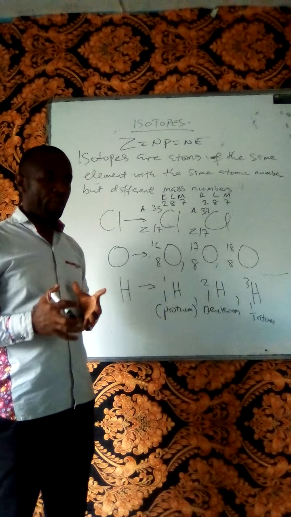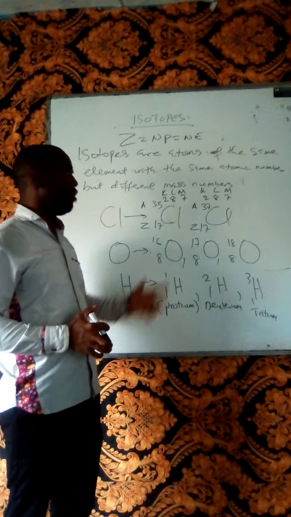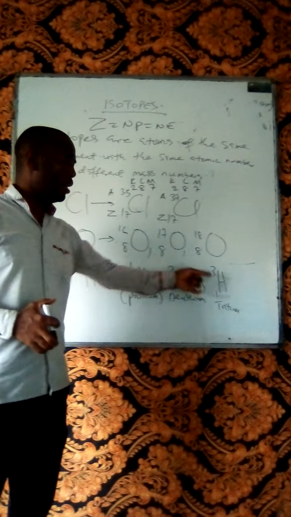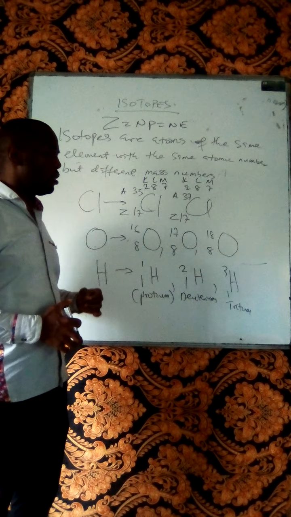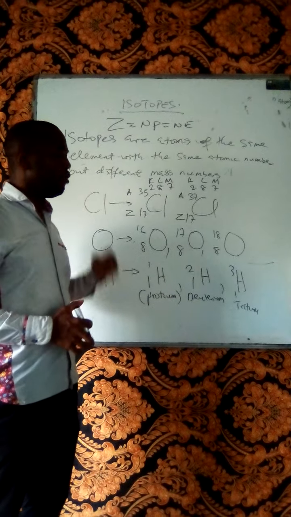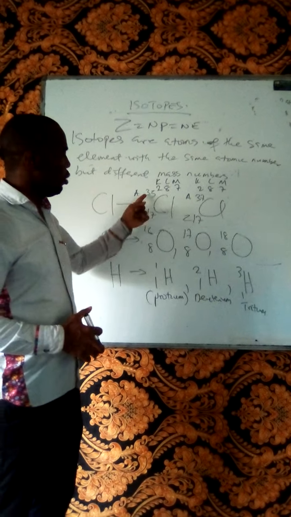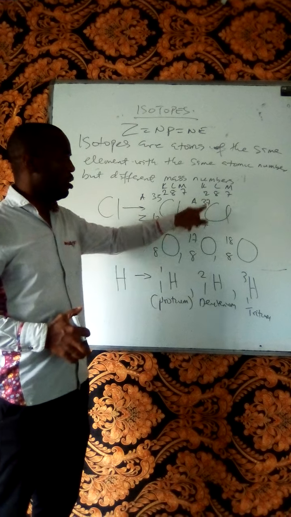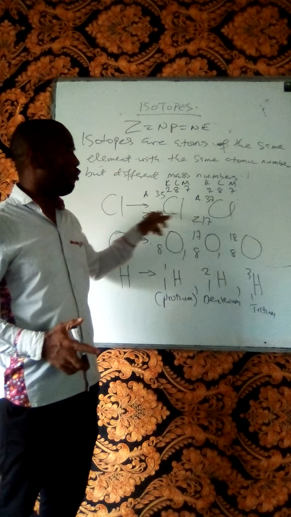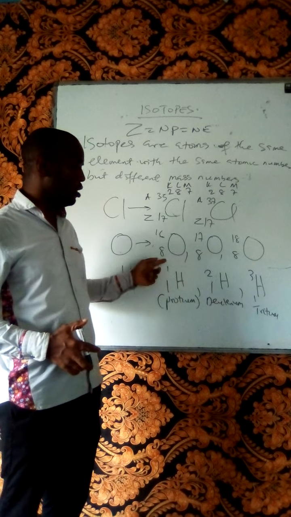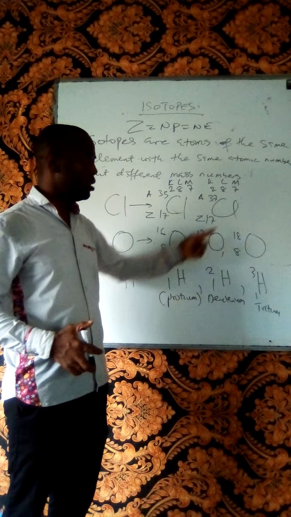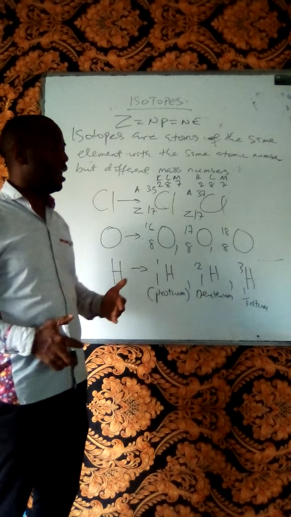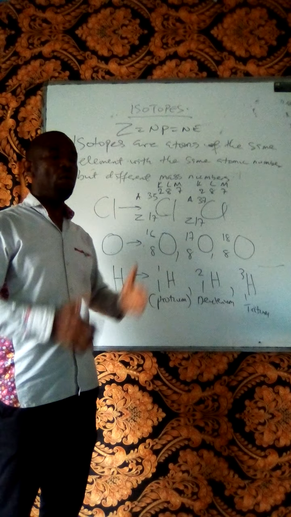Yes. They also have differences. Isotopes have different mass numbers. You can see that 35 and 37 are different mass numbers. Another difference is that they have different numbers of neutrons. Take this one out. 35 minus 17 gives you 18 neutrons. 37 minus 17 gives you 20 neutrons. Different as well. The different neutrons account for different physical properties.